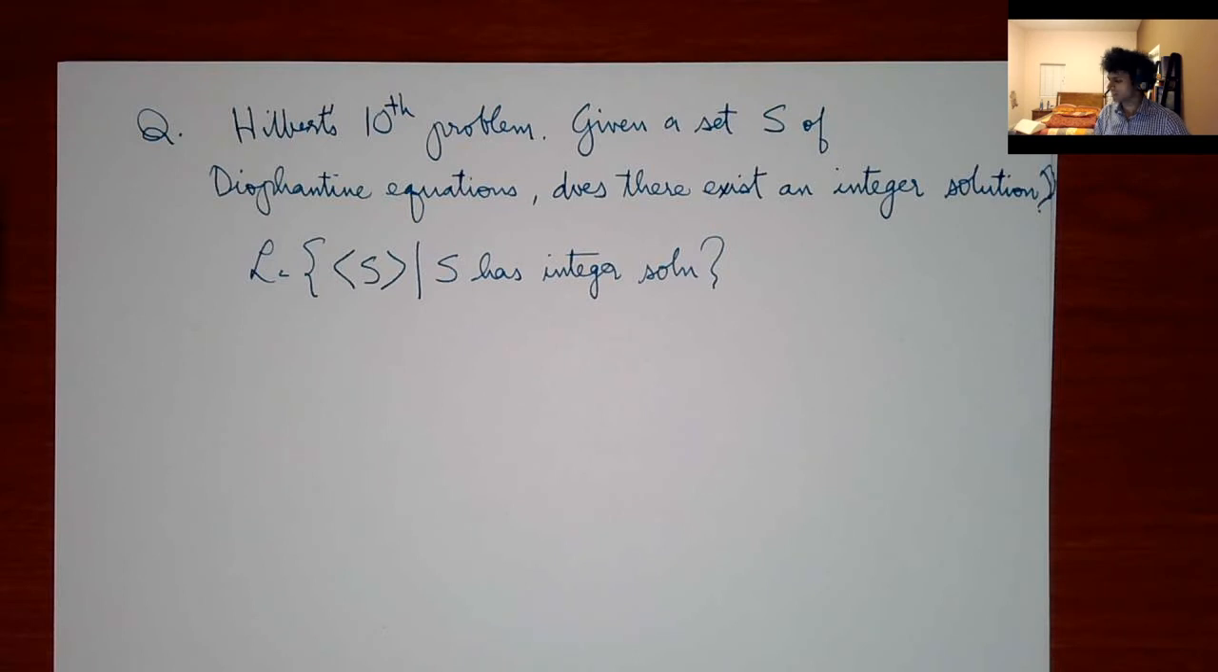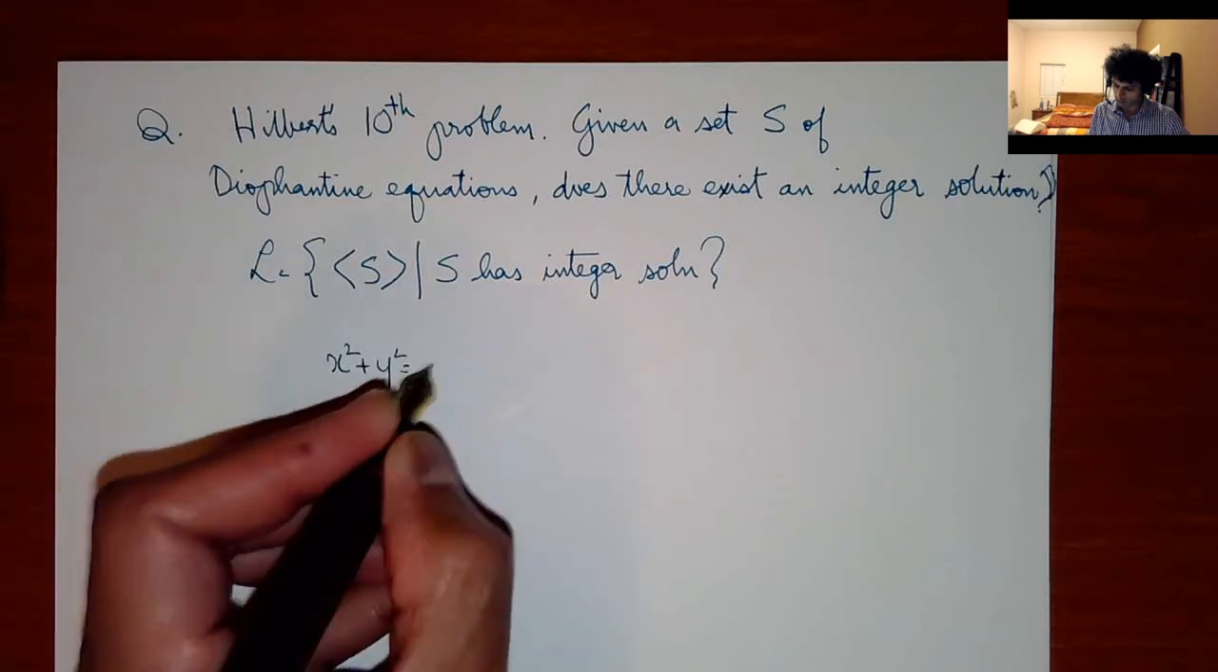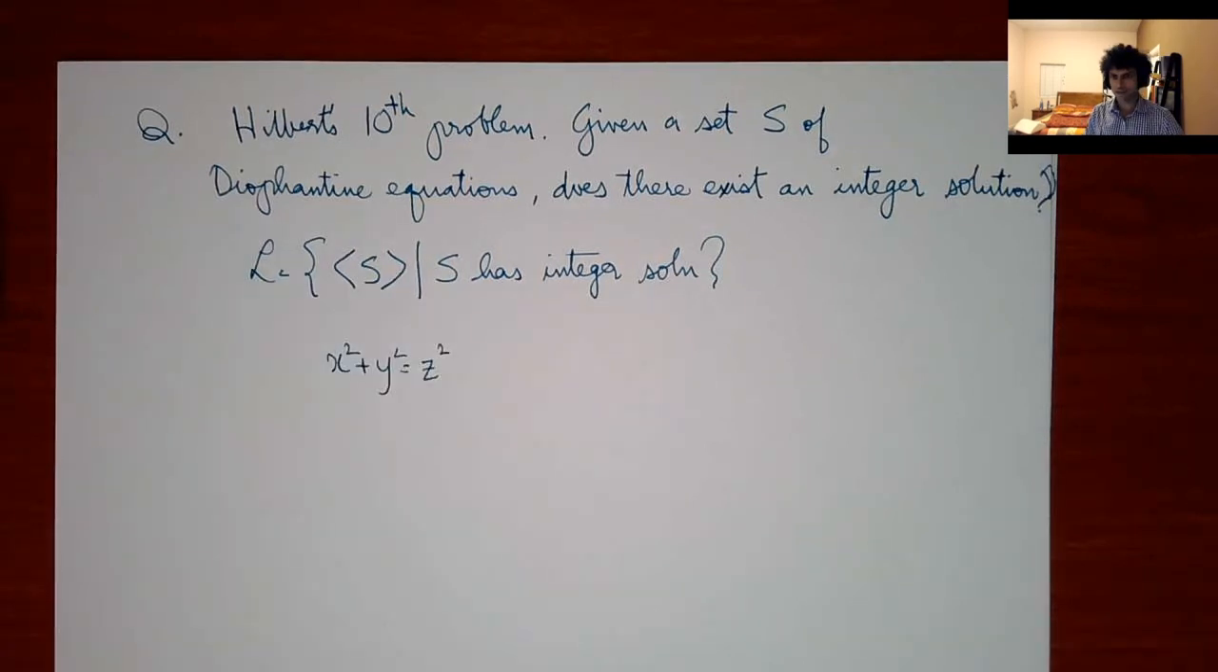Right, it's a polynomial equation where all the coefficients are integers and the powers are also positive integers. Does there exist an integer solution? So for example, if you have x squared plus y squared equals z squared, does this have an integer solution?